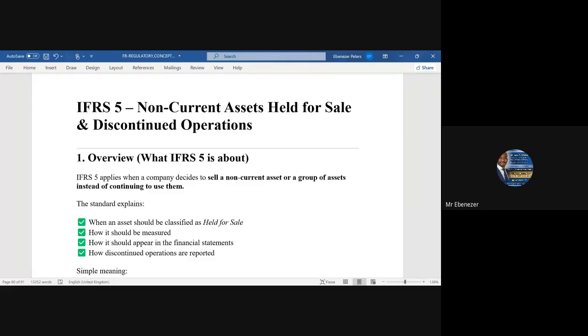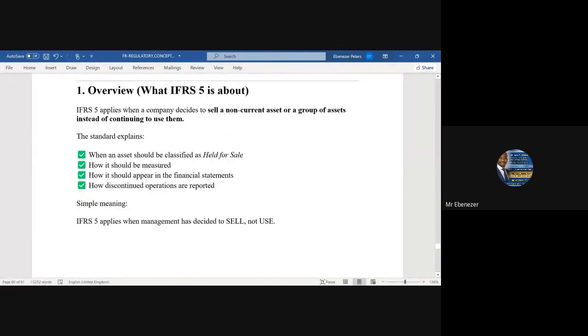Don't let your head burst. Just relax. It's also a very simple standard. So once a company decides to sell a non-current asset or a group of assets, instead of continuing with the use of them, IFRS 5 gives us what exactly we should do, how we should treat those assets. The standard explains when an asset should be classified as held for sale, how it should be measured, how it should appear in the financial statements, and how discontinued operations are to be reported.